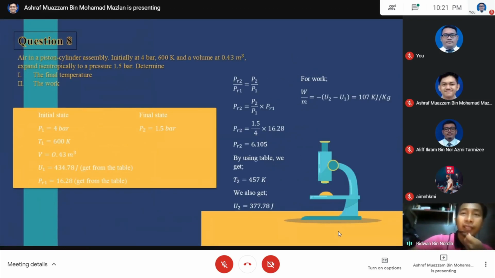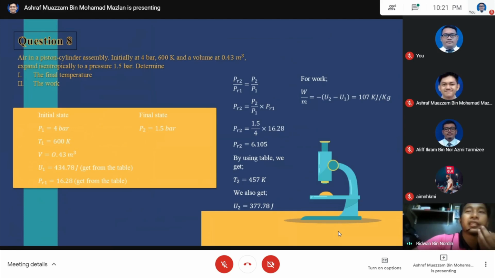For question 8, air in a piston-cylinder assembly is initially at 4 bar, 600 Kelvin, and the volume is 0.43 meter cubed. It expands isentropically to a pressure of 1.5 bar. Determine the final temperature and the work. First, we need the initial state and the final state.